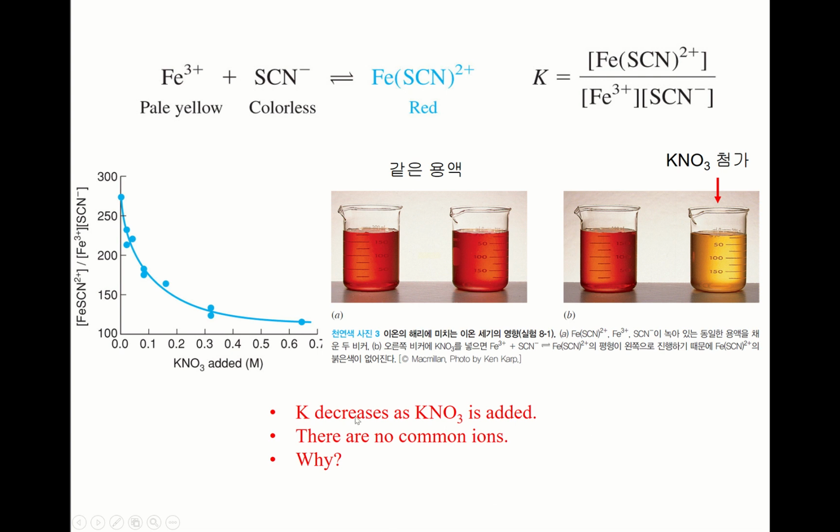So the question is why? Why does the color change? This figure is the demonstration of equilibrium constant versus potassium ion concentration. As you add more and more potassium nitrate to this compound, the equilibrium constant becomes smaller and smaller. The question is why.